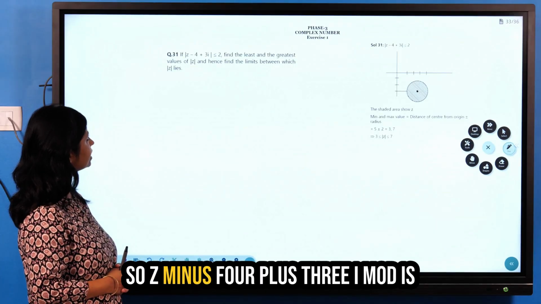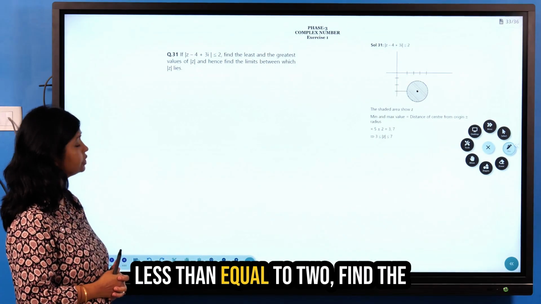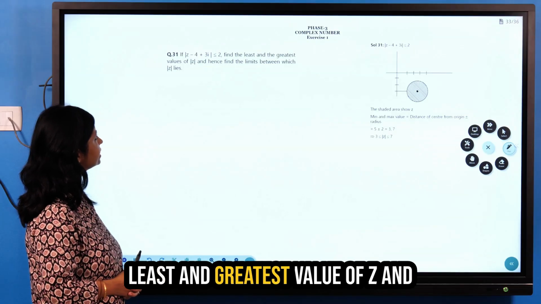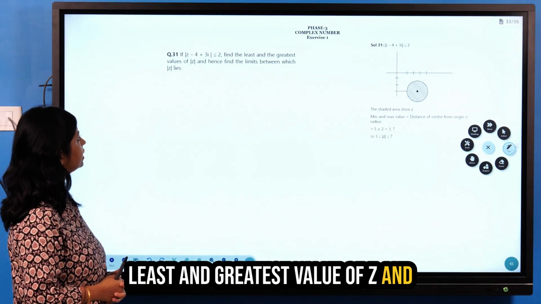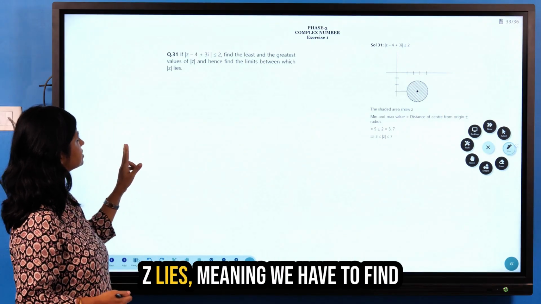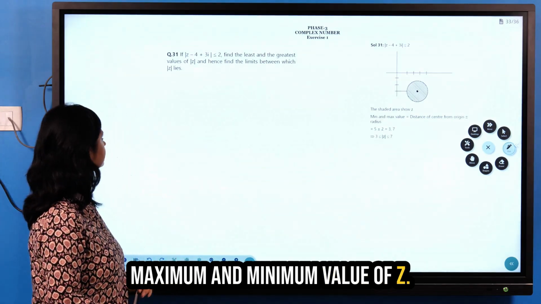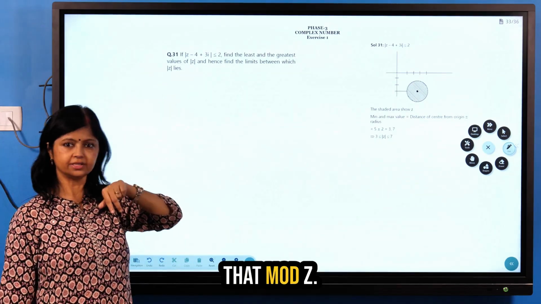So, mod of z minus 4 plus 3i is less than or equal to 2. Find the least and greatest value of mod z and hence find the limits between which mod z lies. Meaning we have to find the maximum and minimum value of mod z.